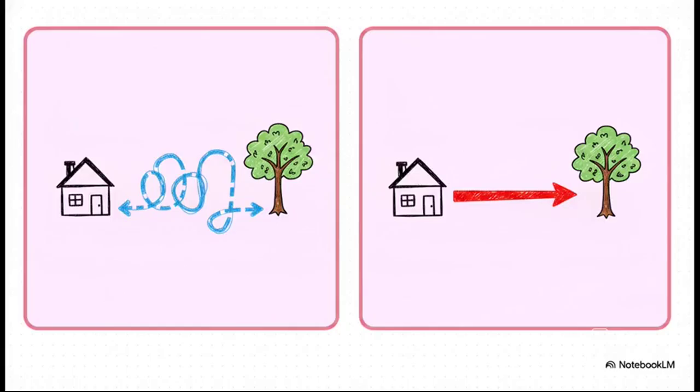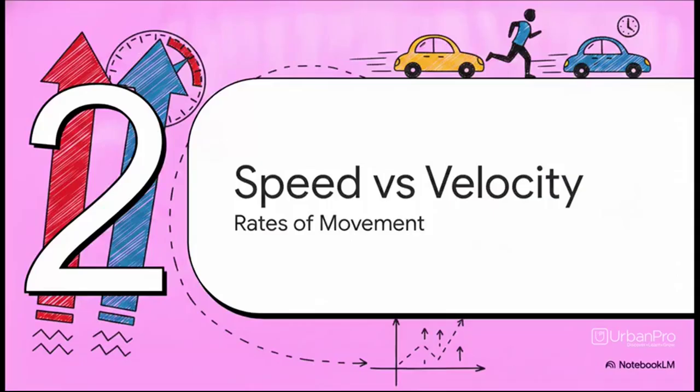It's the shortest distance. Now, in one-dimensional straight-line motion, these two are only ever equal if the object never ever changes direction. If it reverses course even once, the actual path length will always be greater than the magnitude of displacement. Moving on to part 2, speed versus velocity.